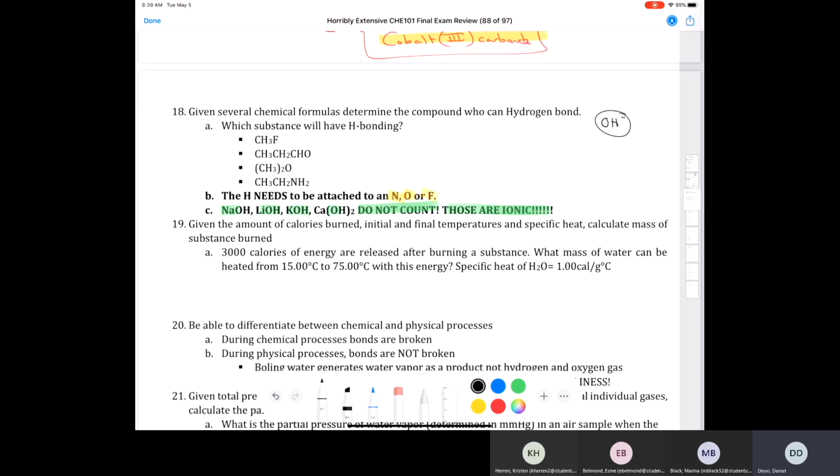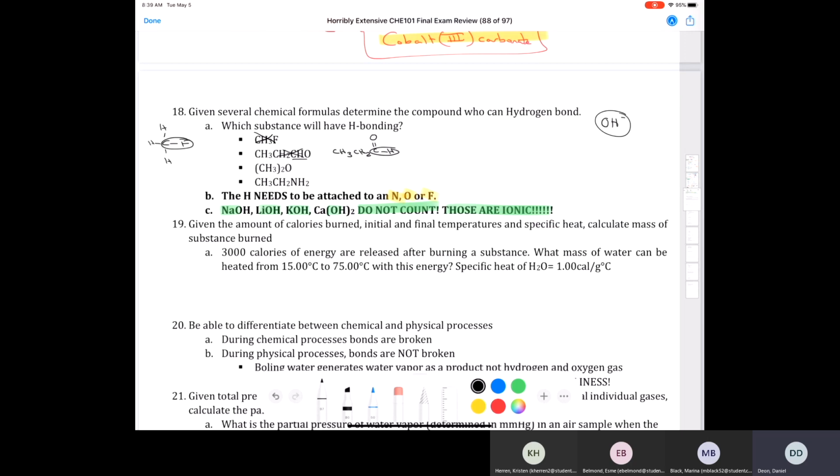Now, if I look at CH3F, I have a fluorine, but the fluorine is not bound to a hydrogen, right? Because if I look at the Lewis structure of that molecule, it would be this. So I have a CF bond, but I don't have an HF bond. This next one, when I have CHO like this, again, that could be written like this. I have a CH3, then another CH2, then I have a carbon with a double bond like this and a hydrogen. So this is a carbon-hydrogen bond. So this will not hydrogen bond.